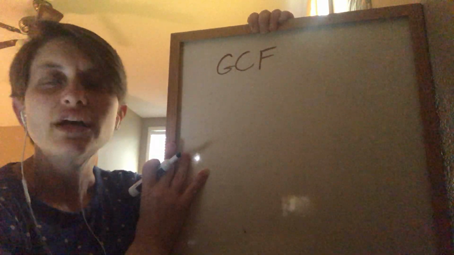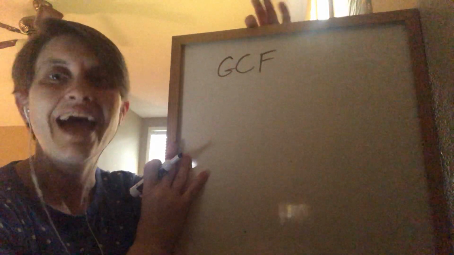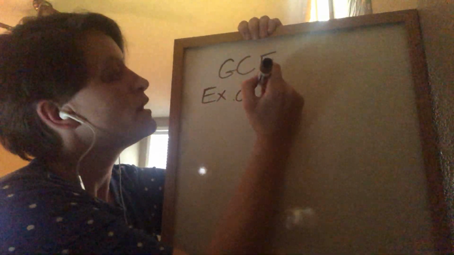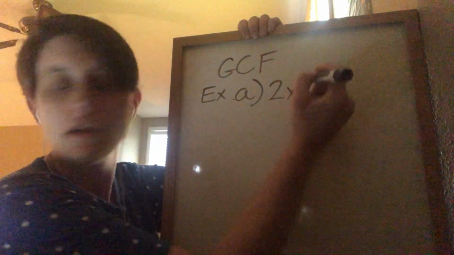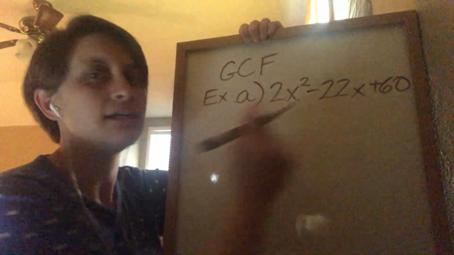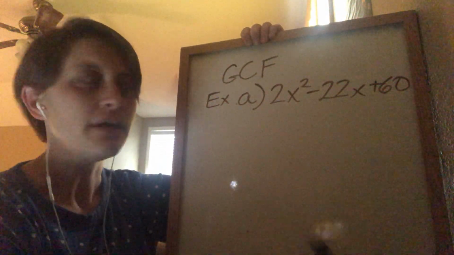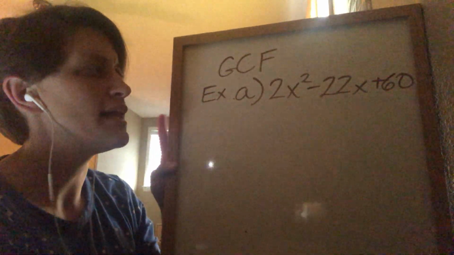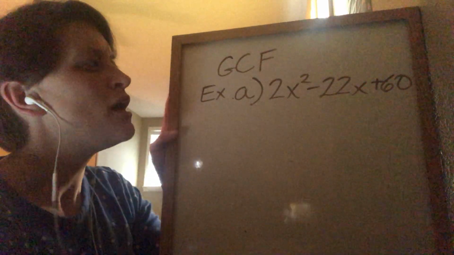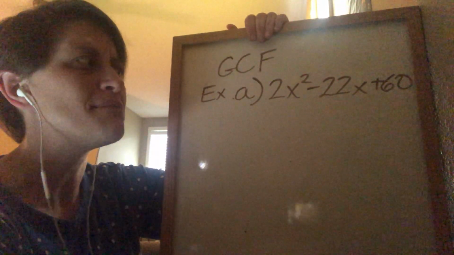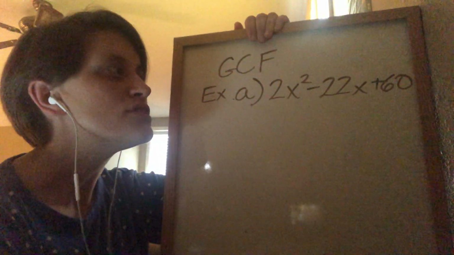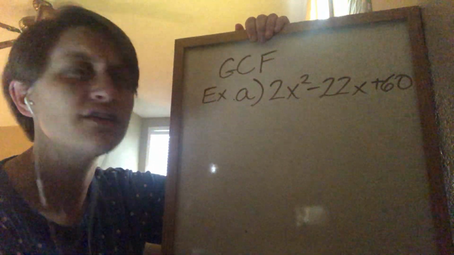Okay, so let's look at how we find a greatest common factor and then how we factor it out. So here's an example. This is part A. 2x squared minus 22x plus 60. Okay, so that's a polynomial, and like we talked about in the last class or maybe a couple classes before, this is a polynomial in one variable because we only see x as a variable. All right, so now let's look and see what is something that every single term contains. Well, let's start with 2x squared. It has factors of 2 and then 2 factors of x in it.